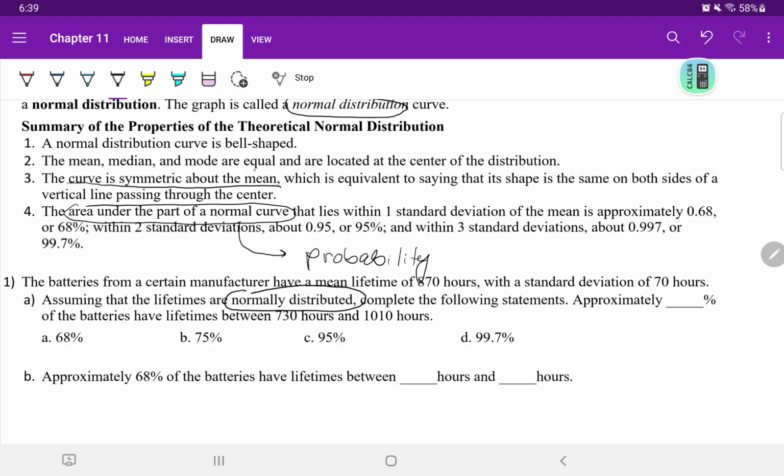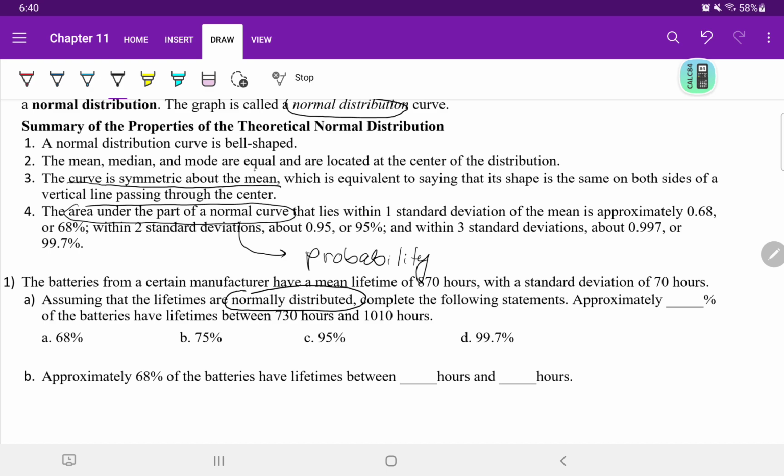Complete the following statements. A, approximately blank percent of battery lifetimes are between 730 hours and 1,010 hours. And this is multiple choice. A, 68%, B, 75%, C, 95%, D, 99.7%. And then B says approximately 68% of batteries have lifetimes between blank hours and blank hours. All right.